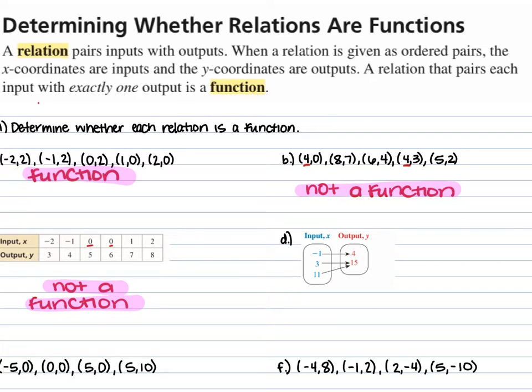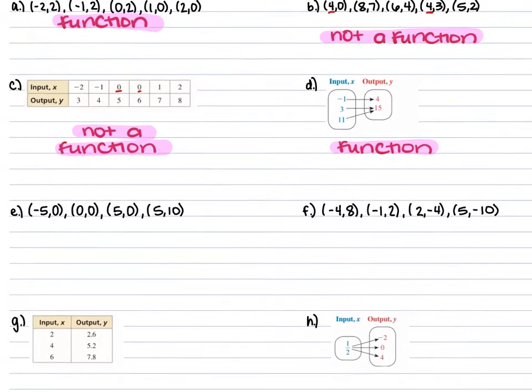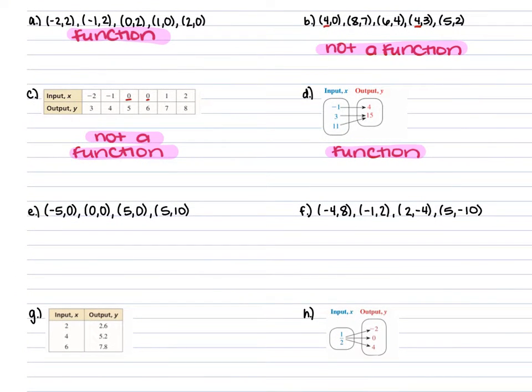For D, our input is on the left side and our output is on the right side. Our input, we only have one arrow going from each one of those x values, so this is a function. For E, we have negative 5, 0, 5, negative 5, 0, 0, 0, 5, 0, and 5, 10. Those x values of the 5s repeat, so this one is not a function.